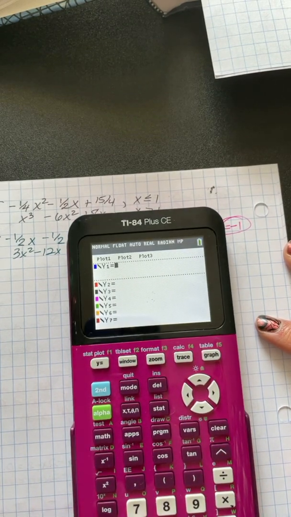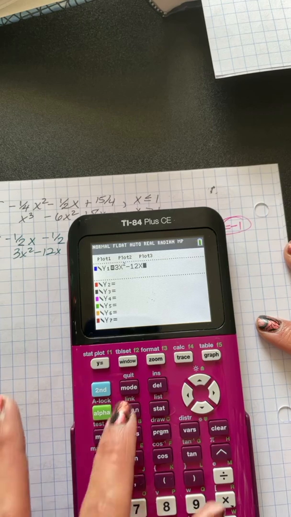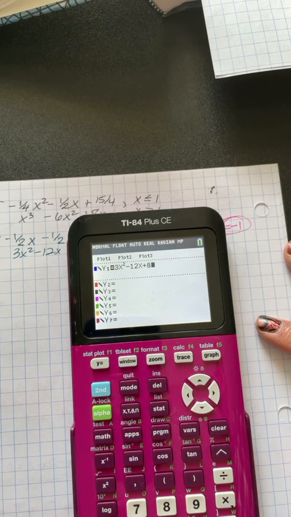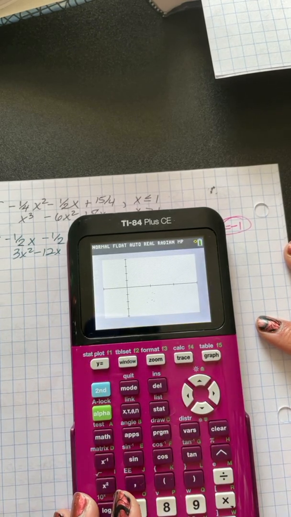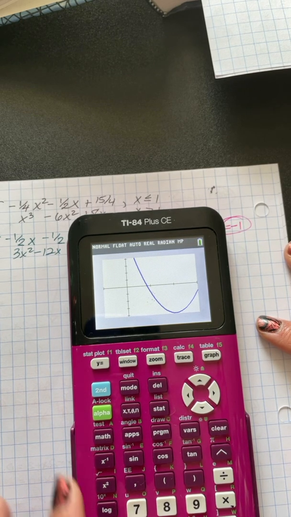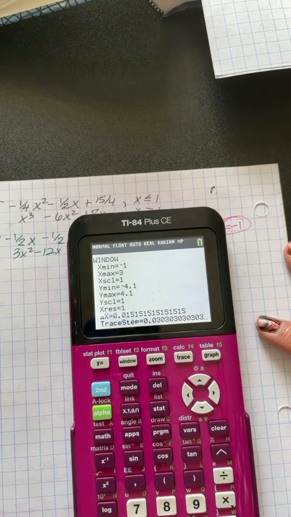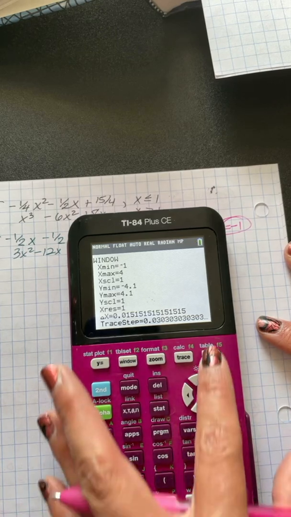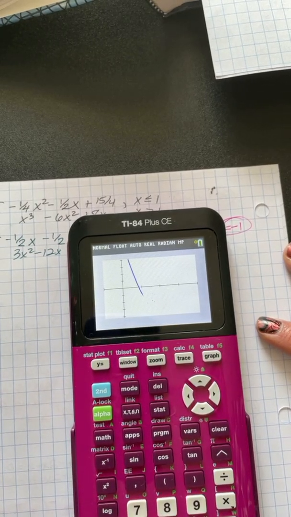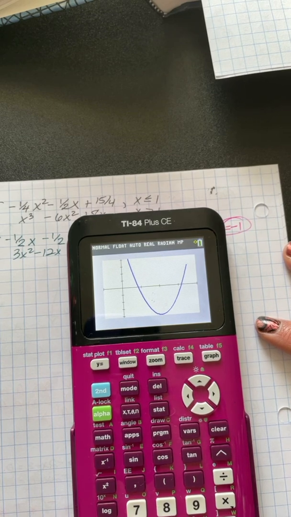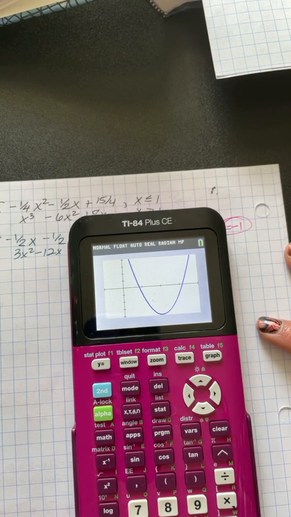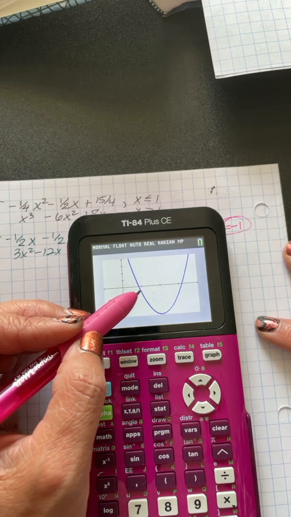So let's see. 3x squared minus 12x plus 8. Let me change my window. Let's go from -1 to 4, since it looked like it was close there. This is a parabola. This derivative function's a parabola. Okay, so the zeros would be here and here.